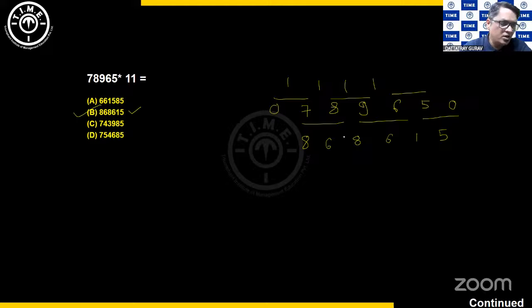But this method works only when multiplying by 11. For other numbers we cannot apply this method. Is that good enough? Is it okay? Let's take the next question now.